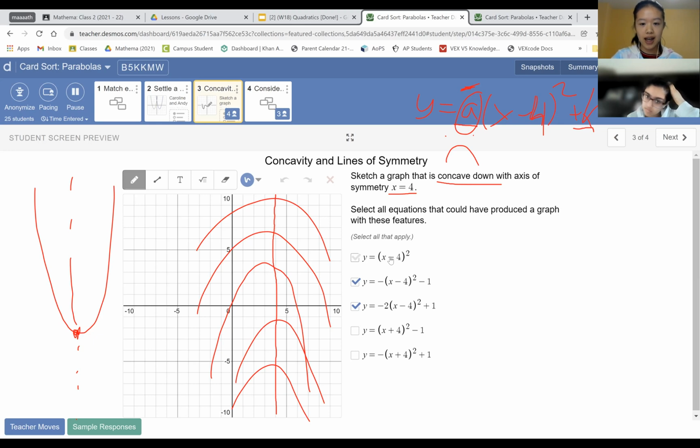And this one actually has a positive a value because the coefficient here, it's not written, but the coefficient is 1, which is positive. So yeah, it would just be the second and third choices. That would be correct.